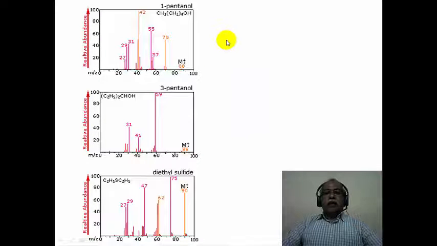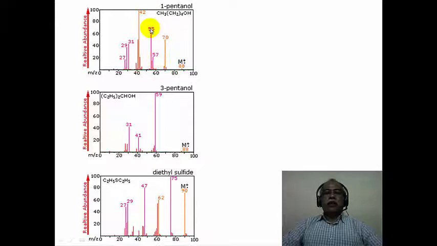In the case of alcohols, the most prominent peak generally seen is the loss of water. Mass unit of 18 is lost. The molecular weight is 88 for 1-pentanol. If you lose a molecule of water, you get the corresponding 70 molecular weight. And from 70, it will produce an alkene, and that alkene can undergo McLafferty rearrangement. Loss of 28 mass units will produce a 42.